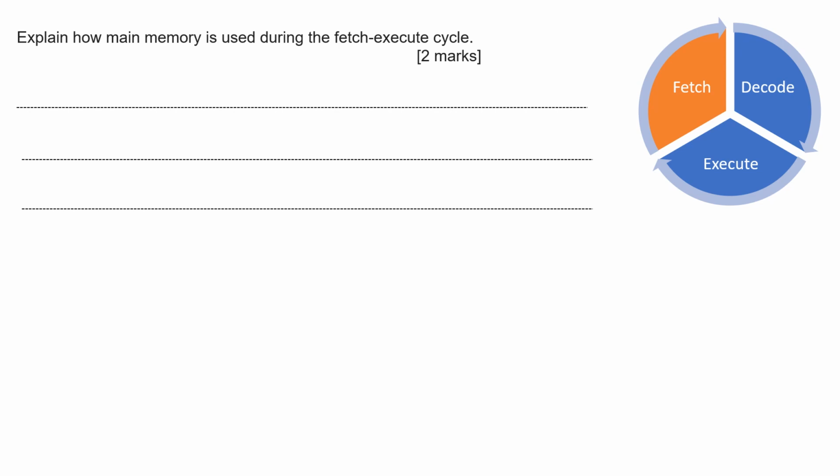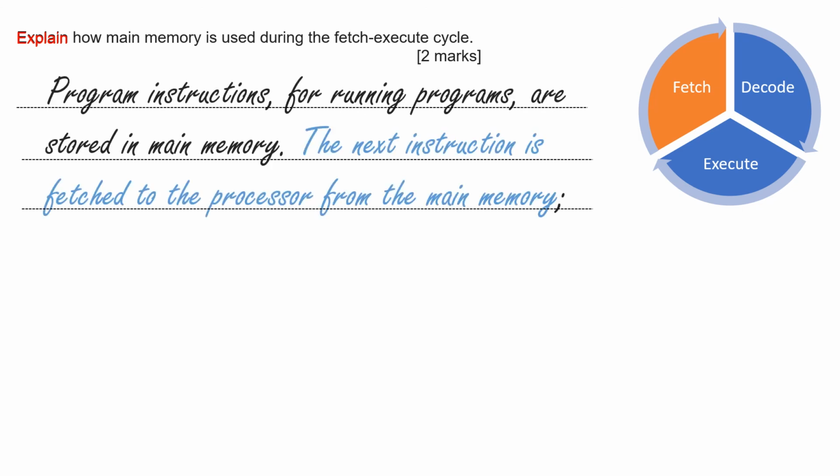Our first one: explain how the main memory is used during the fetch execute cycle, and it's 2 marks again. This time the key word to tell us how to answer the question is explain. And explain doesn't mean that we have to state, it's told us what we're talking about, main memory. What we need to do is just write 2 sentences that explain what main memory does. So here are my 2 sentences. Program instructions for running programs are stored in main memory. I've stated the main job of main memory. It stores the instructions of running programs. The next instruction is fetched to the processor from the main memory. So every time it's asked for the next instruction, main memory sends it to the CPU, which will get us the 2nd mark.